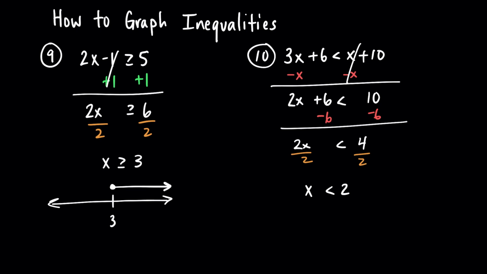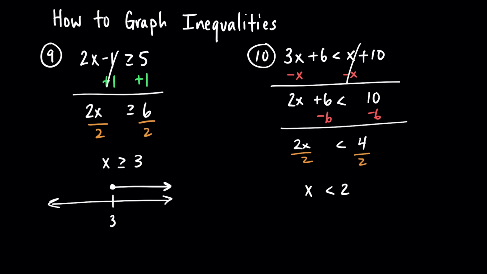So if you're wondering, hey, what values of x, if I took 3x plus 6 and I wanted to make sure that it was less than the original x plus 10, what numbers of x would make that work? Well, apparently, if you plug in anything less than 2, that would make this inequality true. Okay, so let's graph that.